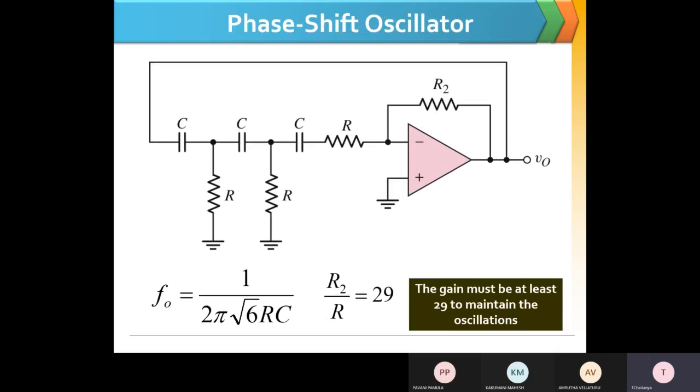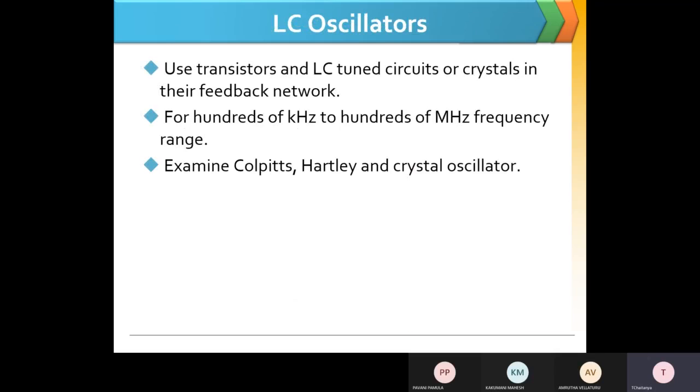Up to here we discussed in the last class, and today we will see the LC oscillators. They use transistors and LC tuned circuits or a crystal in their feedback networks, in the hundreds of kilohertz to hundreds of megahertz frequency ranges. Whenever the required frequency range is between kilohertz and megahertz, LC type oscillators are preferable. Examples of LC oscillators are the Colpitts oscillator, the Hartley oscillator and the crystal oscillator.